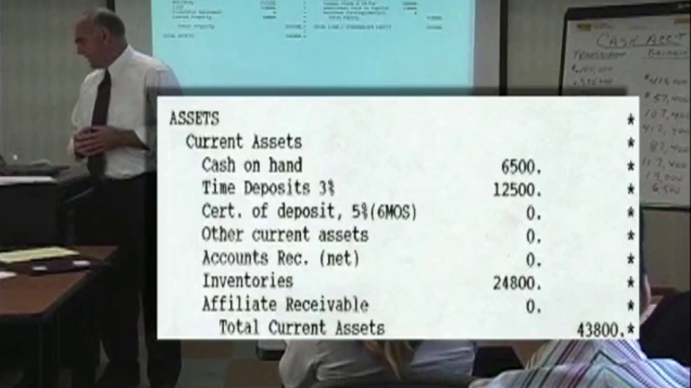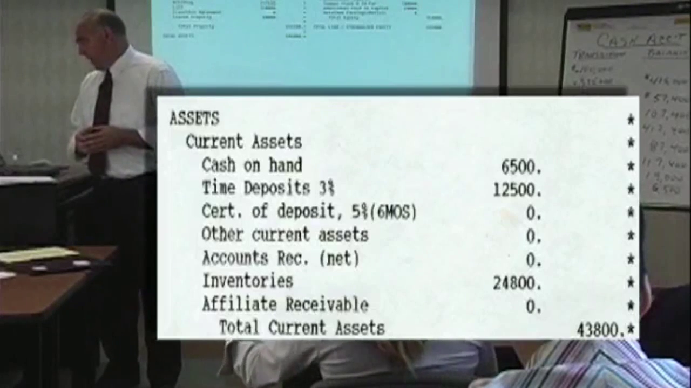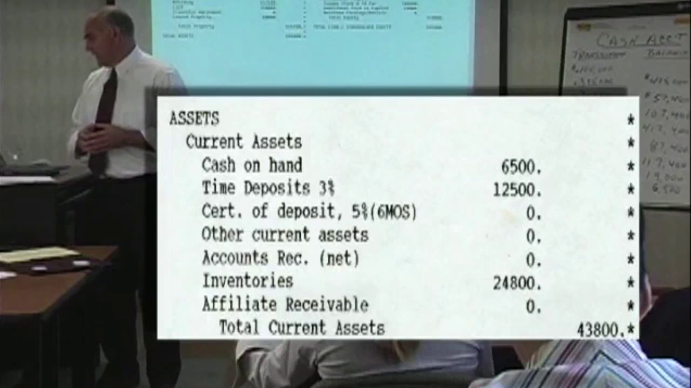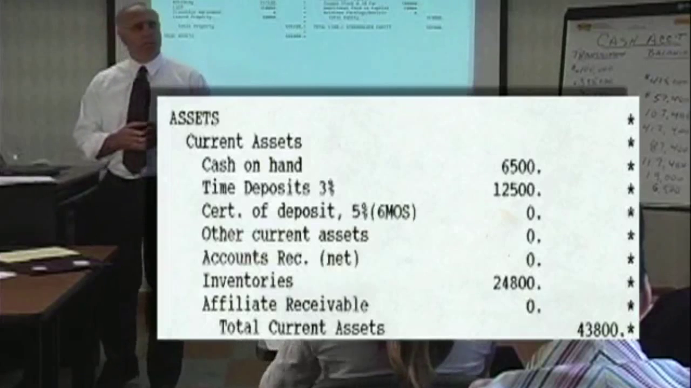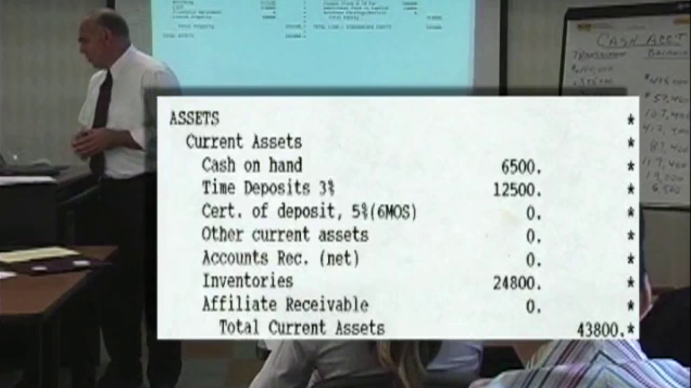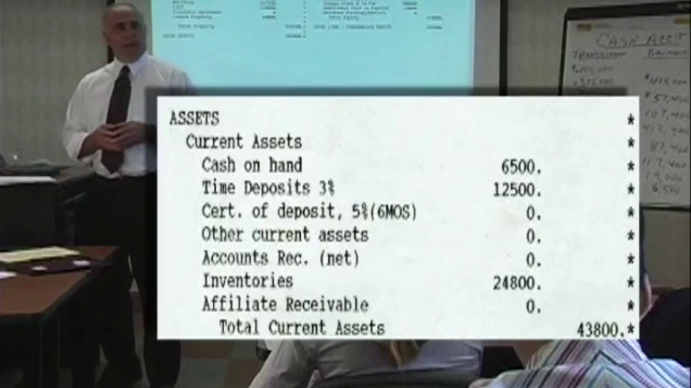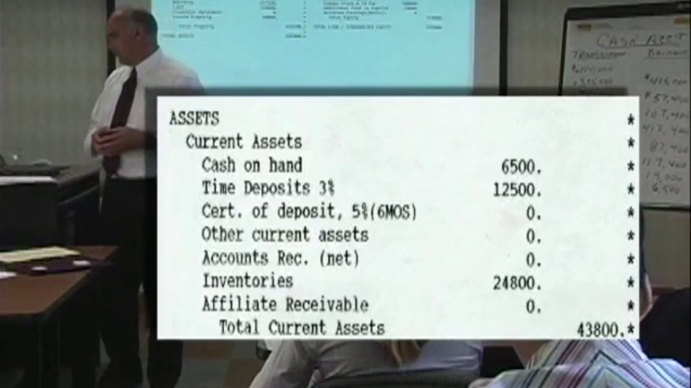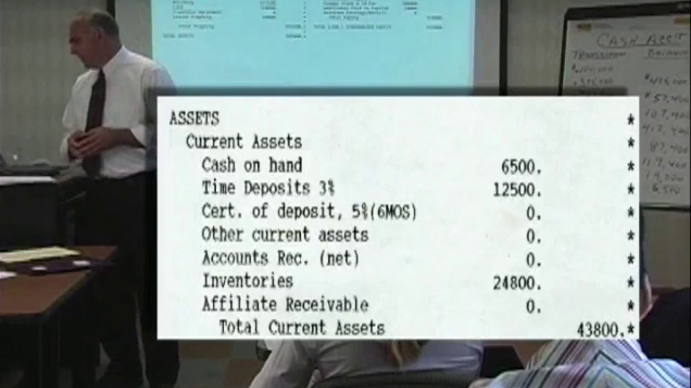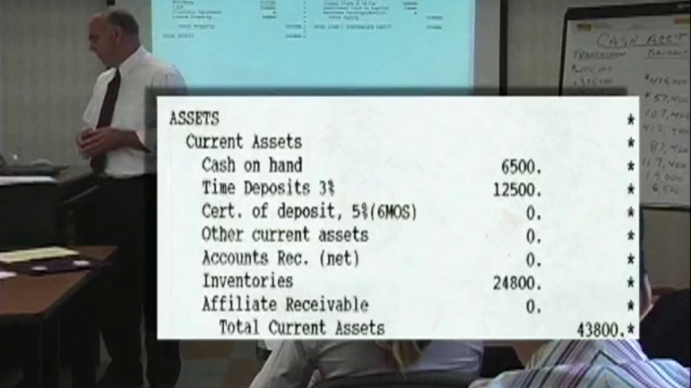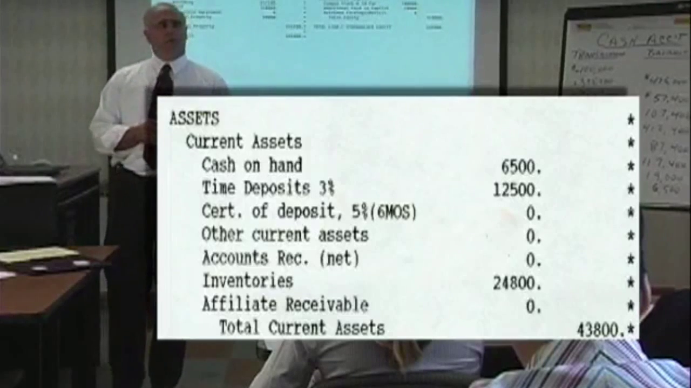Other current asset accounts in which we have no balance: a certificate of deposit. Other current assets, which may be things like prepaid expenses. Accounts receivable, well, on opening day we haven't transacted any sales, so we wouldn't be likely to have an accounts receivable. And there we find the $24,800 in inventory that was provided from the vendors. So the current assets total $43,800.